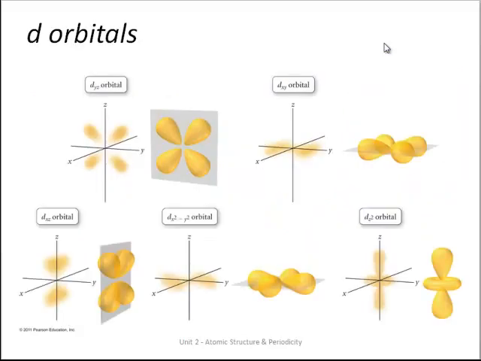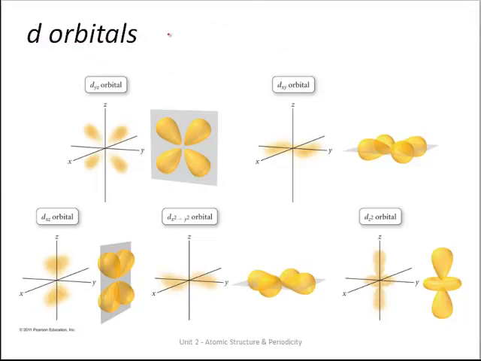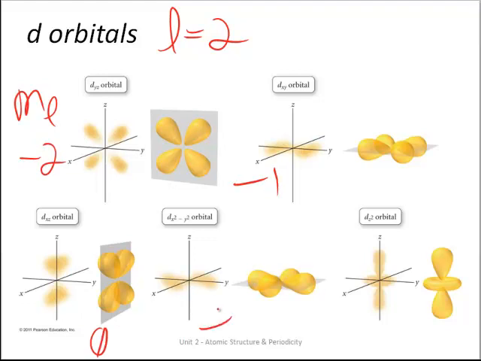Here we have the probability density plots for the d orbitals. And so we can see that d, of course, is l equals 2. So we can have m sub l values of -2, -1, 0, +1, and +2, or 5 different orbitals. And again, they all take a little bit different geometric position in 3 dimensions.